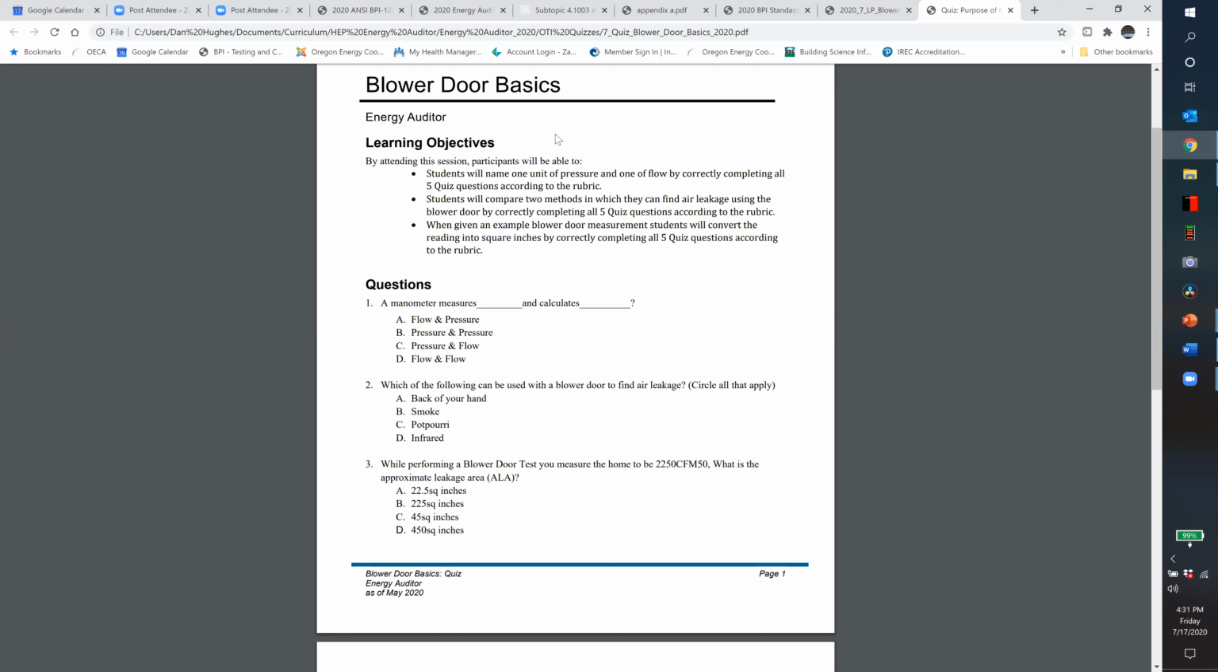Number 3, while performing a blower door test, you measured the home to be 2250 CFM at 50. What is the approximate leakage area? And Laura's got it with B. Yeah, just drop that last 0. Pretty easy if you can remember the formula. So our 2,250 CFM becomes 225 square inches.